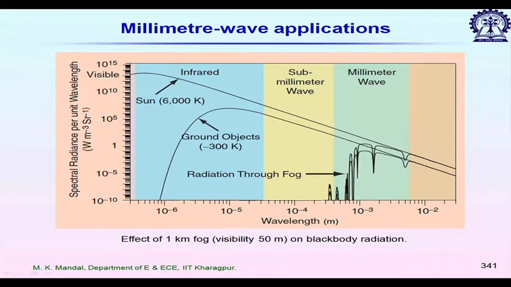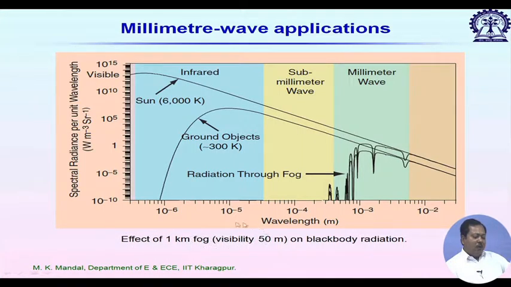Now let me give one example of the significance of millimeter wave imaging. Again, going back to that plot, you see this is the radiation coming from a black body at 6000 Kelvin and 300 Kelvin, for these two different graphs. For this we did not consider any atmospheric attenuation. Now, let us consider this radiation, whatever is received by the antenna. It is obviously going through the atmosphere, so we have some atmospheric loss. So, we are considering the effect of 1 kilometer of fog.